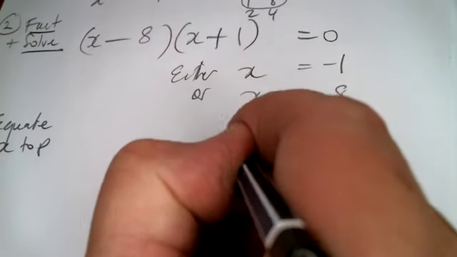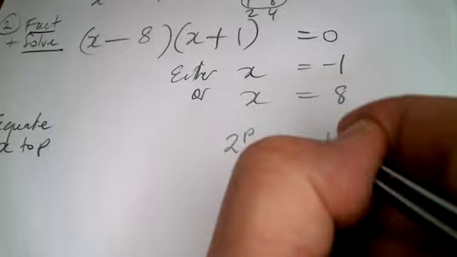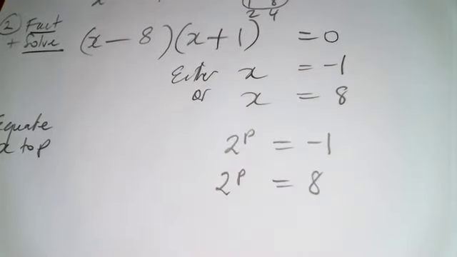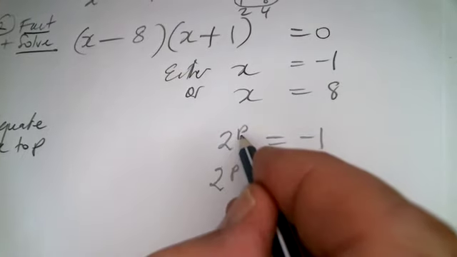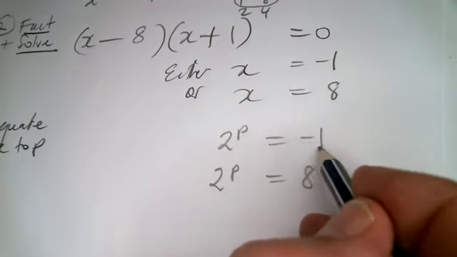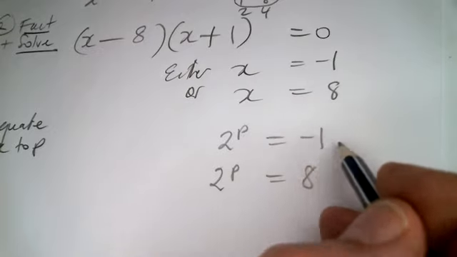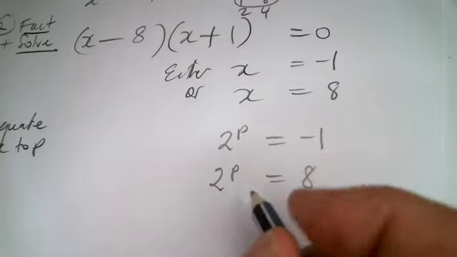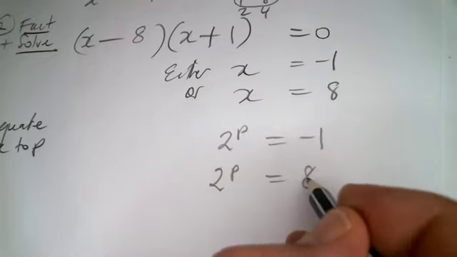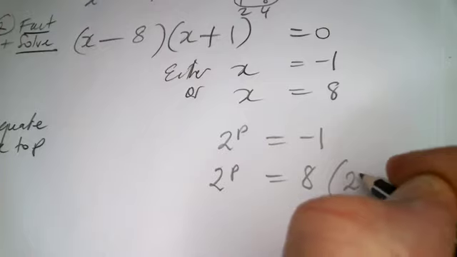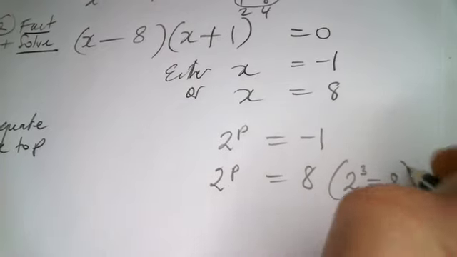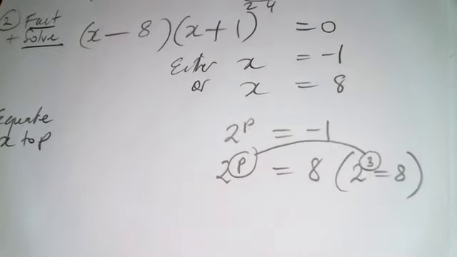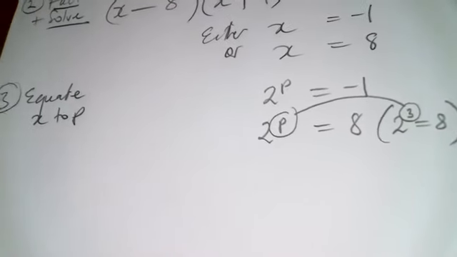So we could say 2 to the power of p equals -1. Is that true? 2 to the power of p equals 8. Does that work? Well, there's nothing we can make p equal to so that the answer would be -1. It wouldn't work. You can't find the logarithm of a negative number, so this is not going to play out. However, 2 to the power of p equals 8. Well, we know, for example, 2 to the power of 3 equals 8. So really what we're saying here is p could be 3.